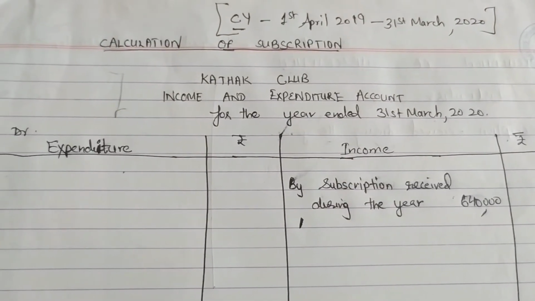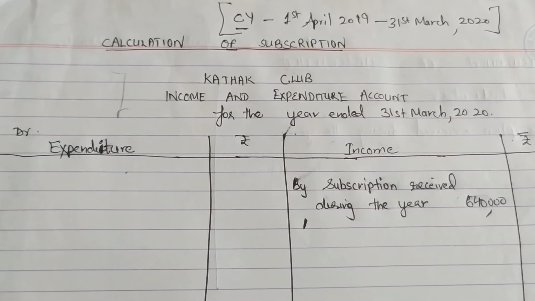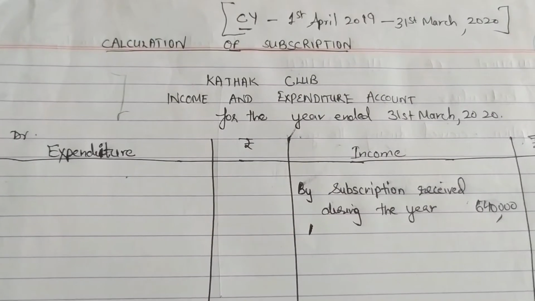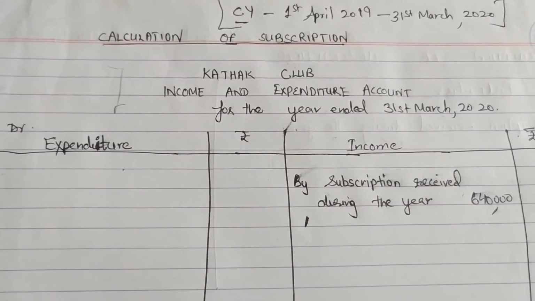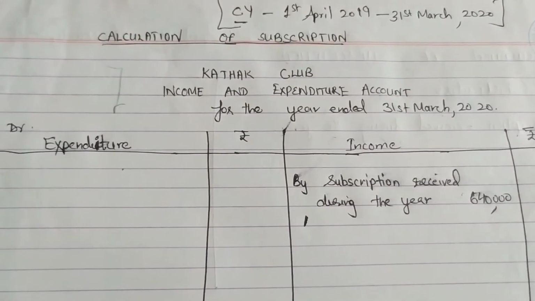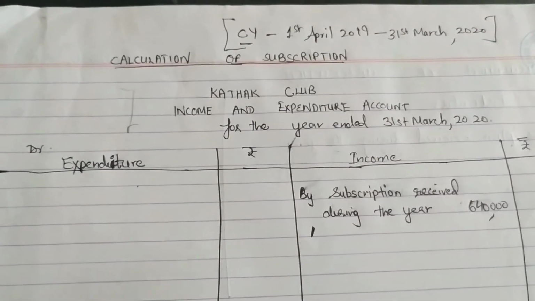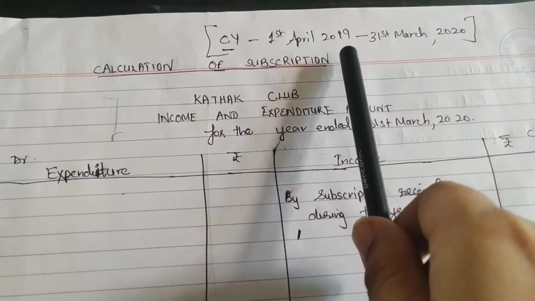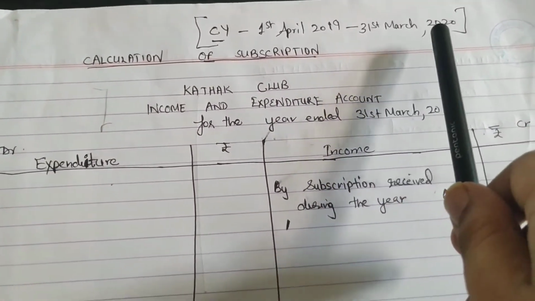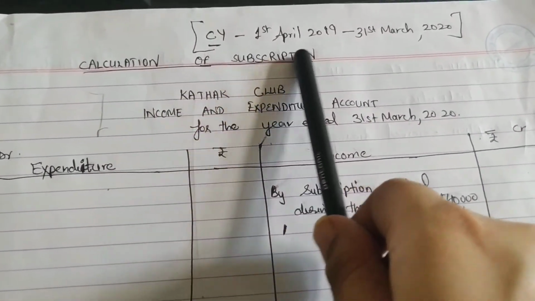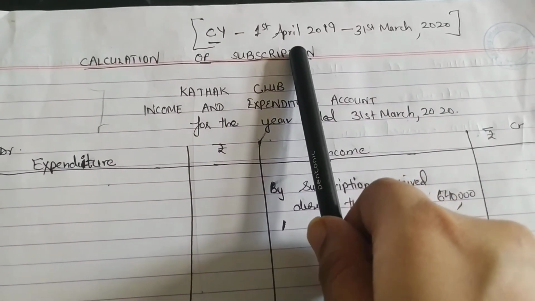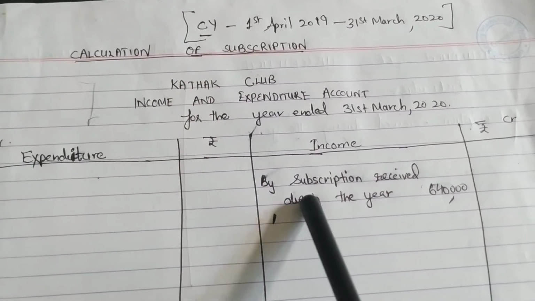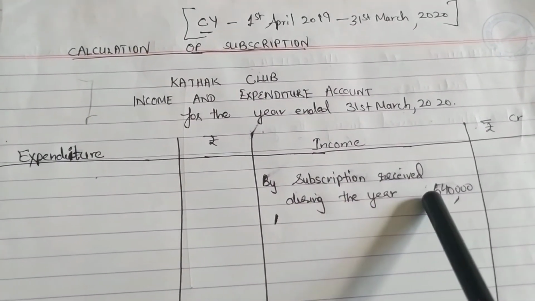Now this is the format to calculate subscription. First of all, you have to write the name of the organization, that is Kathak Club, then income and expenditure account for the year ended 31st March 2020. Now students, here our current year is 1st April 2019 to 31st March 2020. So we will take the amount of all the subscription, which is either received or not, and calculate the amount for the full year.